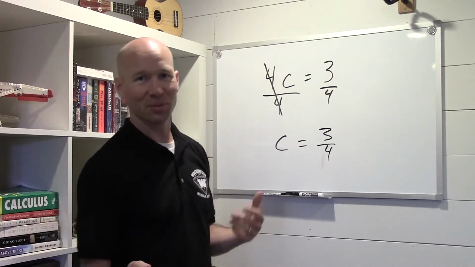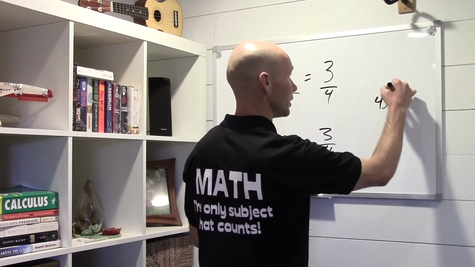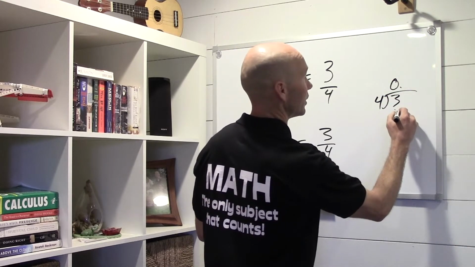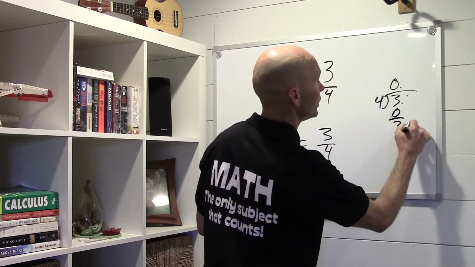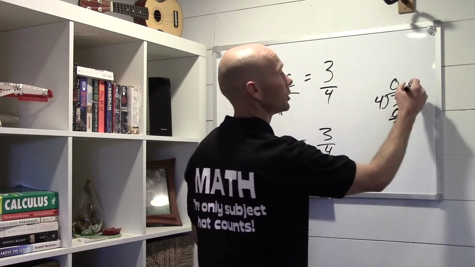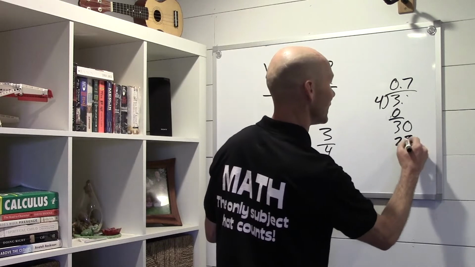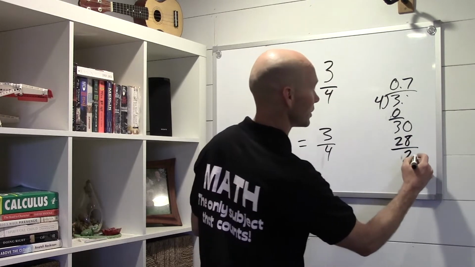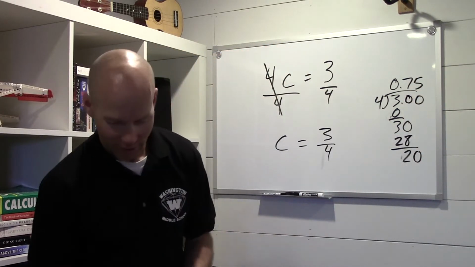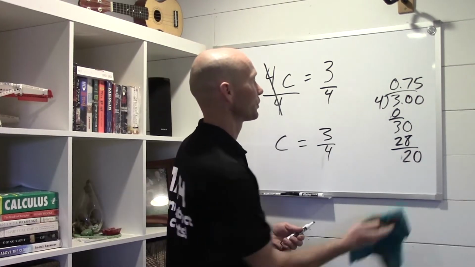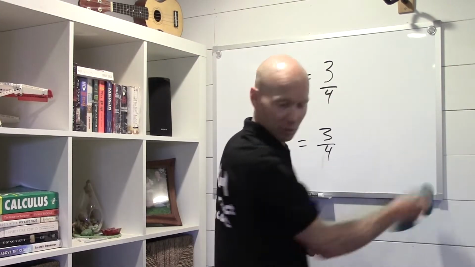Now you could do the work. You could do 3 divided by 4, and you get 0 and 0. So I bring down my 3 and my 0. 4 goes into 30 7 times. 7 times 4 is 28. I get 2. Bring down my 0. And I get 5. 0.75 is the same as 3/4, but we don't need to go there. I'm going to leave it as 3/4, which is perfectly fine.